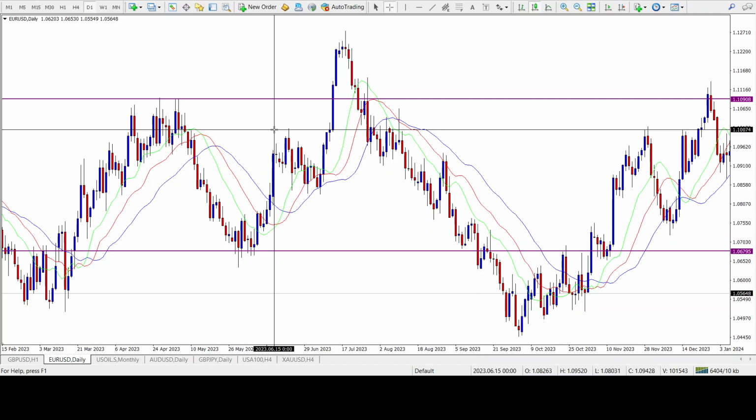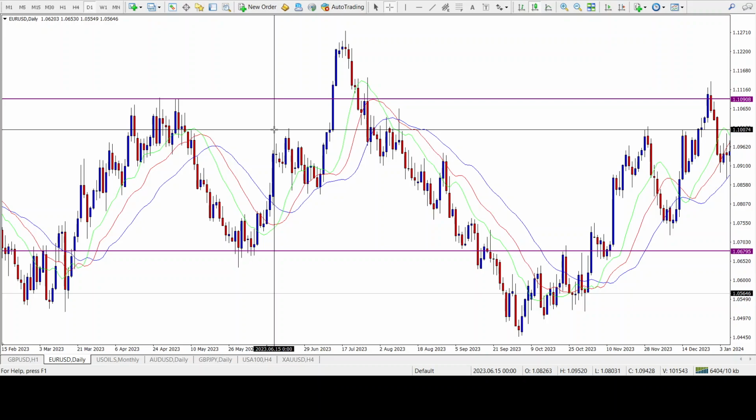Okay, inasmuch as the alligator is quite effective and can give you very useful signals, you shouldn't rely on this indicator alone. Do not use this indicator as a standalone indicator, because there is no indicator that guarantees profit. No indicator is foolproof.